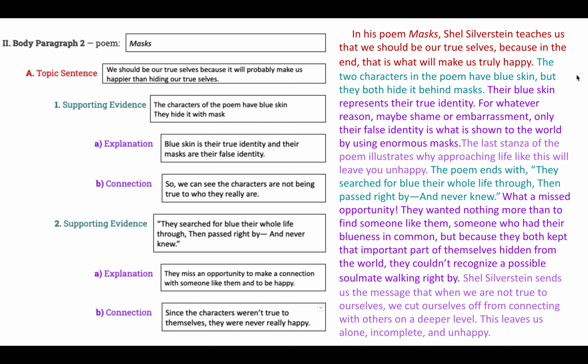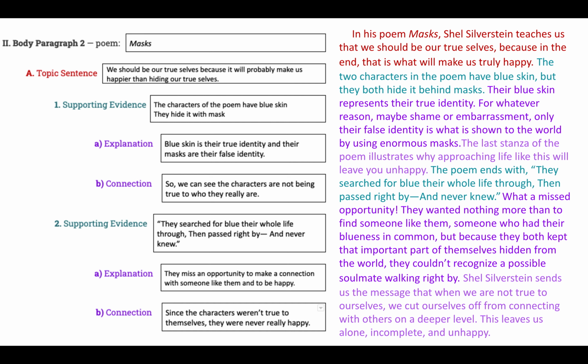In his poem Masks, Shel Silverstein teaches us that we should be our true selves, because in the end, that is what will make us truly happy. The two characters in the poem have blue skin, but they both hide it behind masks. Their blue skin represents their true identity. For whatever reason, maybe shame or embarrassment, only their false identity is what is shown to the world by using enormous masks. The last stanza of the poem illustrates why approaching life like this will leave you unhappy. The poem ends with, "They searched for blue their whole life through, then passed right by and never knew."